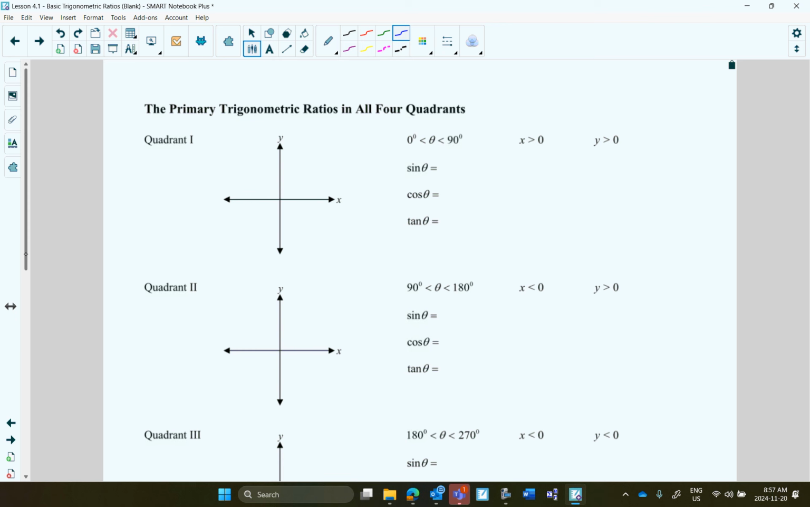You can verify all of these with your calculator. If you did the sine of any angle between 0 and 90, the answer is always going to be positive. Same with cosine, same with tan. However, if you take the sine of an angle in quadrant 2, the sine is going to stay positive, but the cosine and tan are actually going to be negative. Where do those signs come from? Well, let's look at each quadrant.